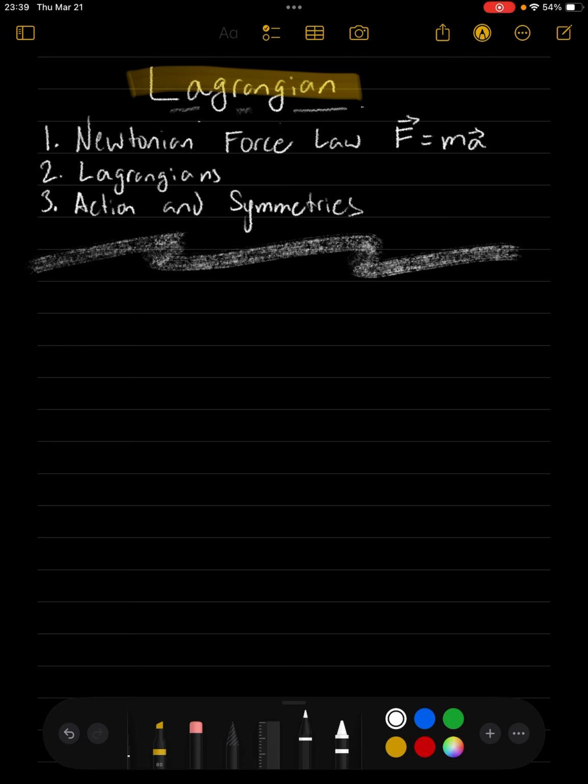Today I am going to talk about the Lagrangian. To start off, I'm going to be talking about Newtonian force, F equals ma. I'm going to talk about how that relates to the Lagrangian and why the Lagrangian maybe is a bit better. And then I'm going to talk a bit about action and symmetries, which is related to the Lagrangian. Anyhow, starting off with 1, the Newtonian F equals ma.